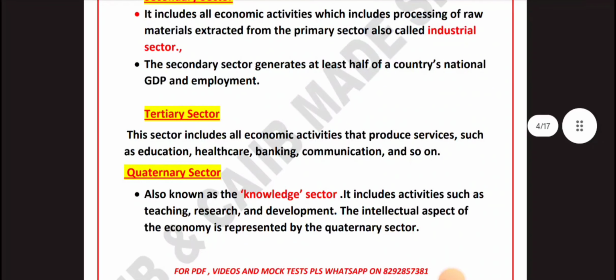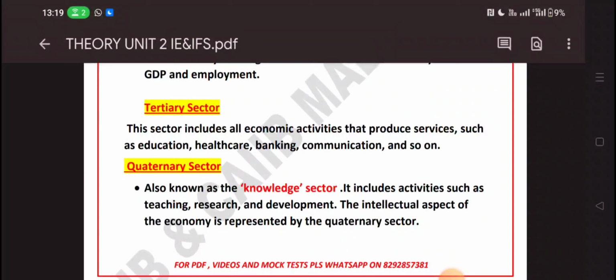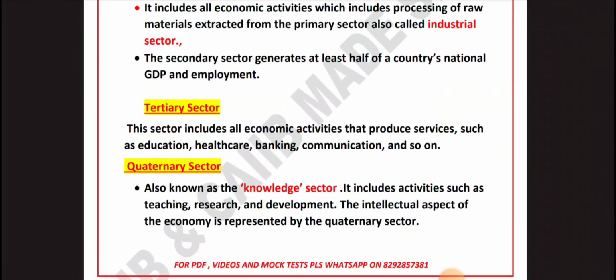The next is research. When a scientist, researcher, or scholar conducts investigation to expand knowledge in their field, they are engaged in the quaternary sector. Next is development. When companies invest in research and development to create innovative products or improve existing ones, they are operating in the quaternary sector. This could involve developing new software, designing advanced machinery, or inventing new materials. So this was all about the tertiary sector and quaternary sector.